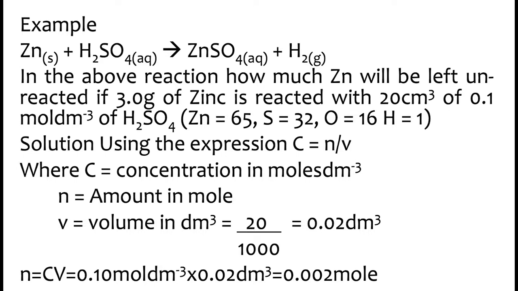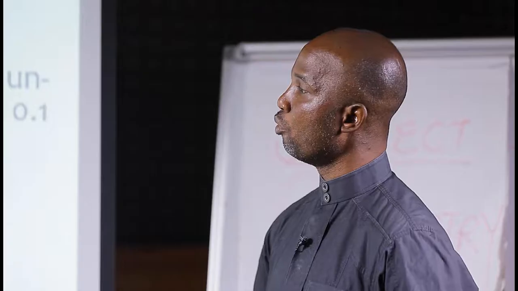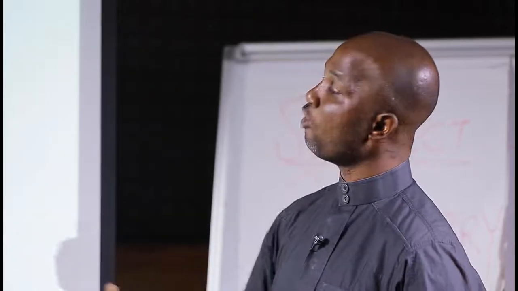And from our question, our concentration is 0.10 mole per dm cube, multiplied by our volume in dm cube, which is 0.02 dm cube, and you will get your final answer to be 0.002 moles. Now, this is the number of mole, or the amount in mole. We are asked to find the mass.